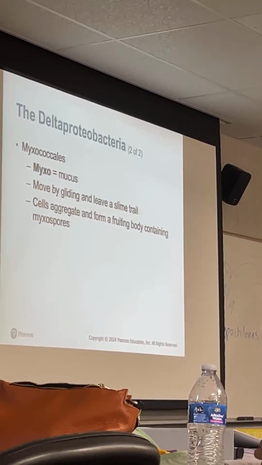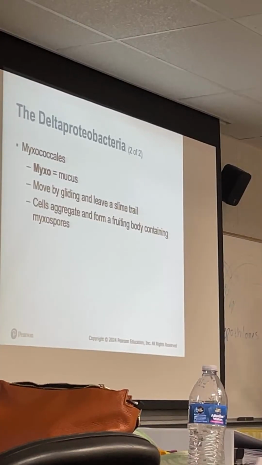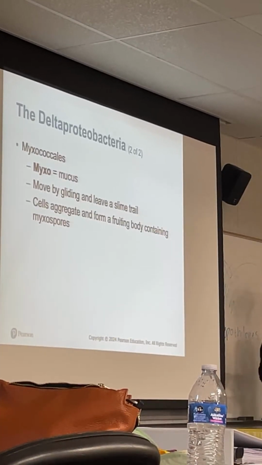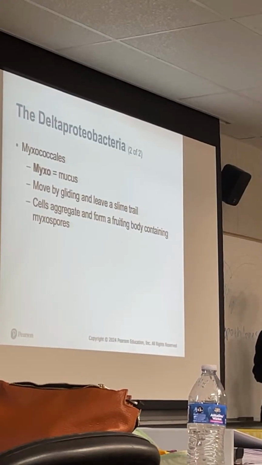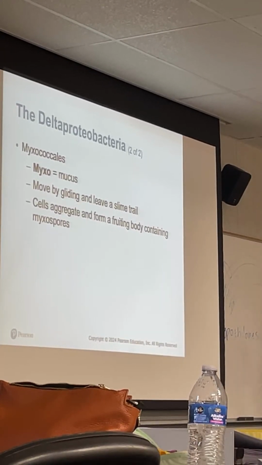These cells also can aggregate or cluster together to form a fruiting body, which is really interesting because fruiting bodies are normally seen in fungi. It forms a fruiting body and it contains myxospores, and spores are normally seen in fungi as well, right? So this is a really interesting process for this particular bacteria. Let's look at what this looks like on the next slide.